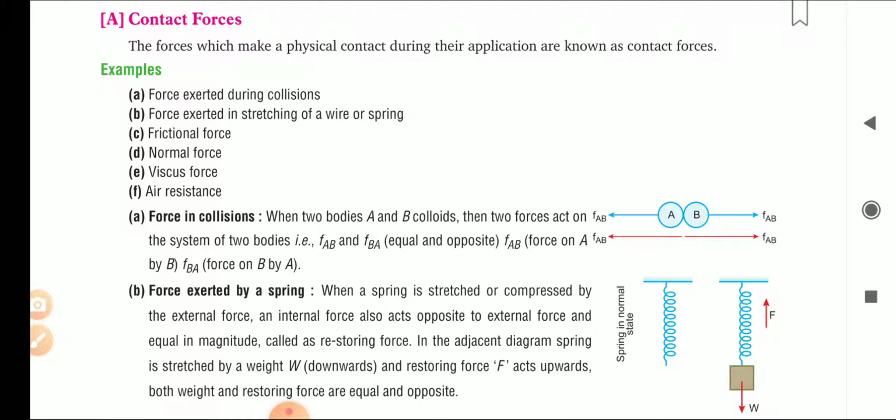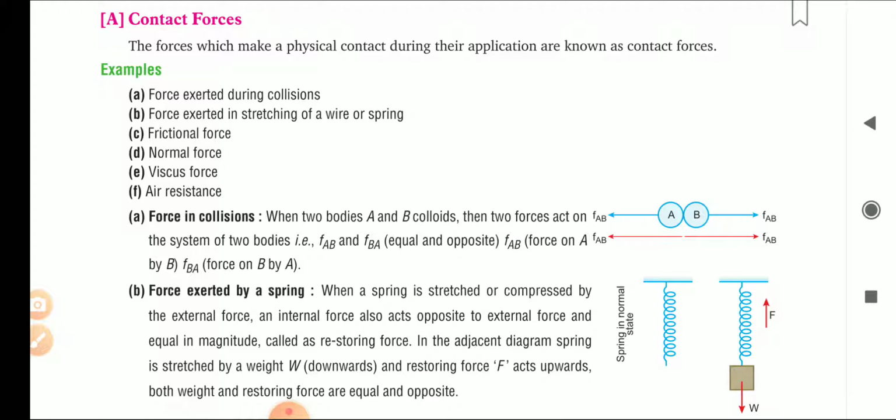So these are non-contact forces. Contact forces are the forces in which physical contact is made, and non-contact forces are the forces in which physical contact is not made. That is unguided medium.